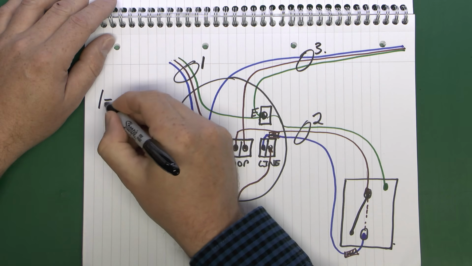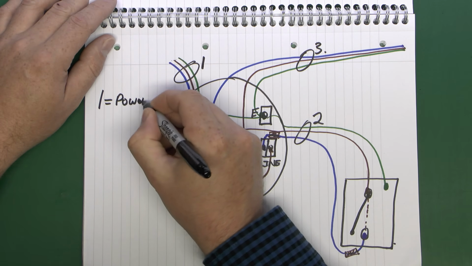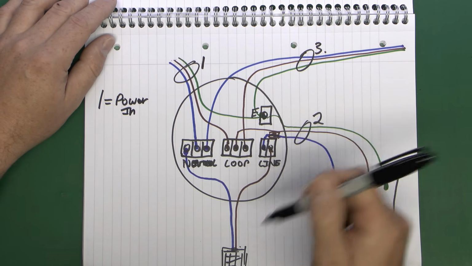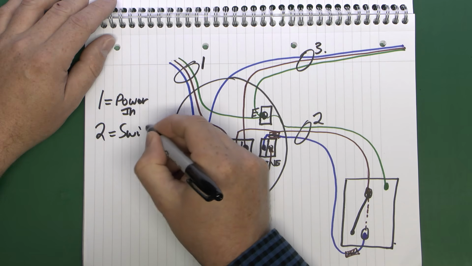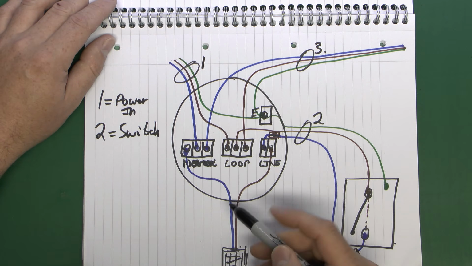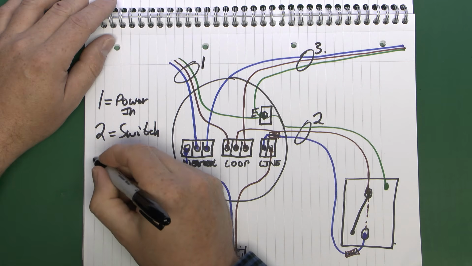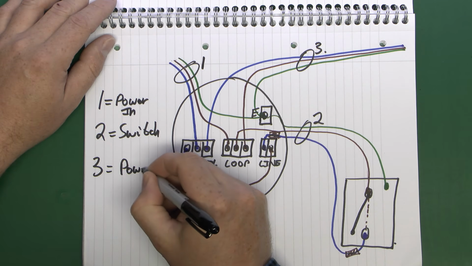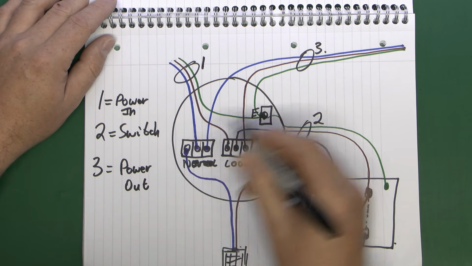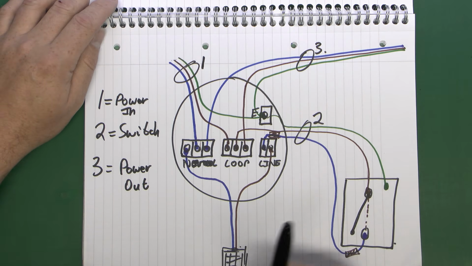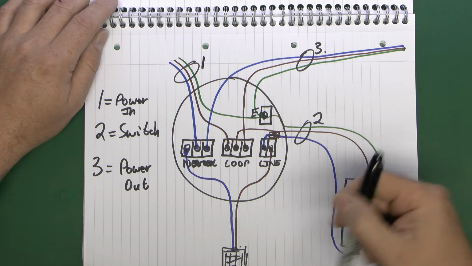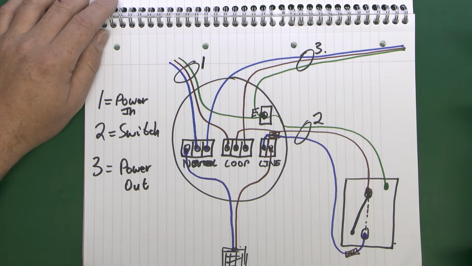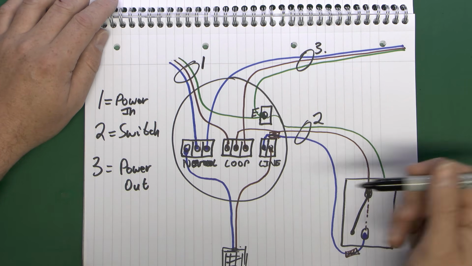So the cables we have is number 1, we can call that power in from the consumer unit. Cable number 2 is for the switch, and that's what we can turn the light on and off with. And then cable number 3 is power out, and that will just go on to the next light fitting. And when you get there, then of course that becomes cable 1 bringing the power in. You're going to have another switch cable, another light in the room, and another cable going out to the next part of the circuit. And this is the most common arrangement.